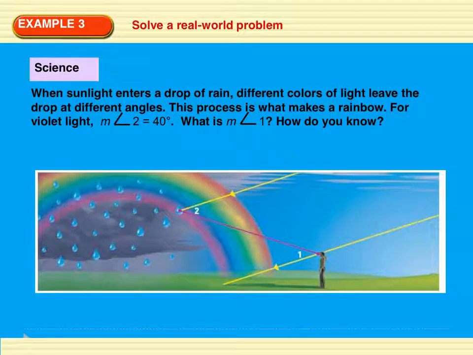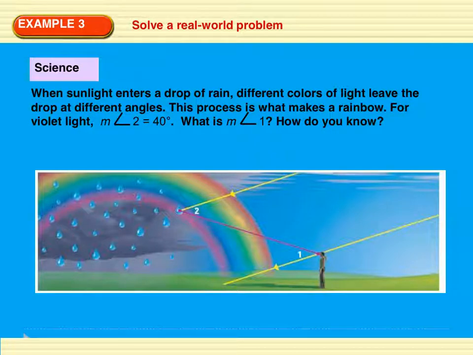All right, our last possible slide here. When sunlight enters a drop of rain, different colors of light leave the drop of rain at different angles. This process is what makes a rainbow. So this is all true. The reason we see a rainbow is because when the rain is falling, light hits it, and when light hits this water, the different colors of light reflect at different angles. If you haven't learned about that in your science classes yet, you will.